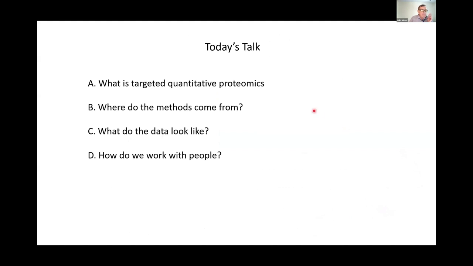And so I'm going to touch on four things today. The first is to answer this question that I think sometimes comes up: what is targeted quantitative proteomics? Second, where did the methods come from? Then farther down, we'll look a little bit at what the data look like, and finish up with how exactly we work with people, and how we do these experiments for people.